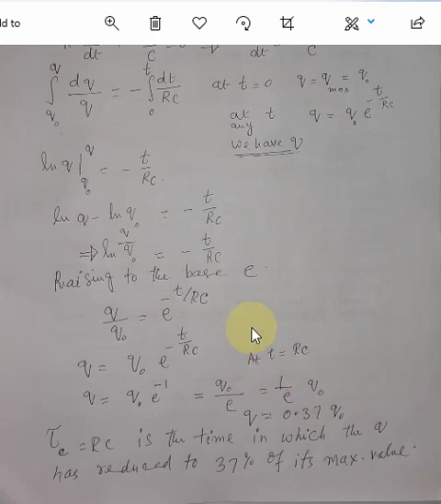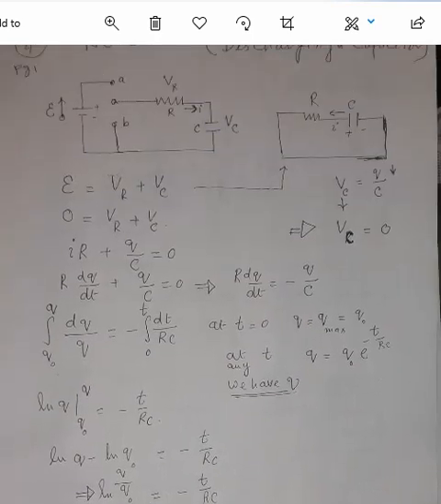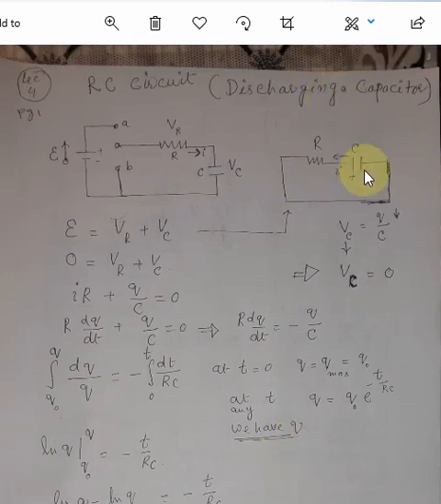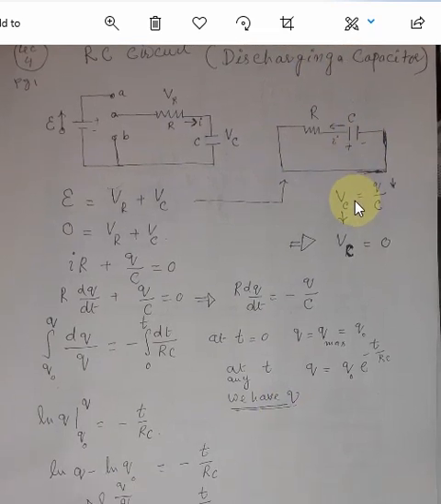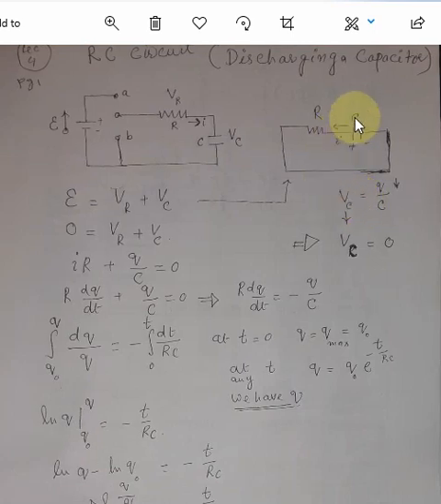So this capacitive time constant in the discharging process can be defined as the time in which the charge on the capacitor is reduced to 37% of the maximum charge. Since it is the discharging process, the charge on the plates of the capacitor will decrease with time. So at t equal to RC, the charge will reduce to 37% of the maximum value of the charge.